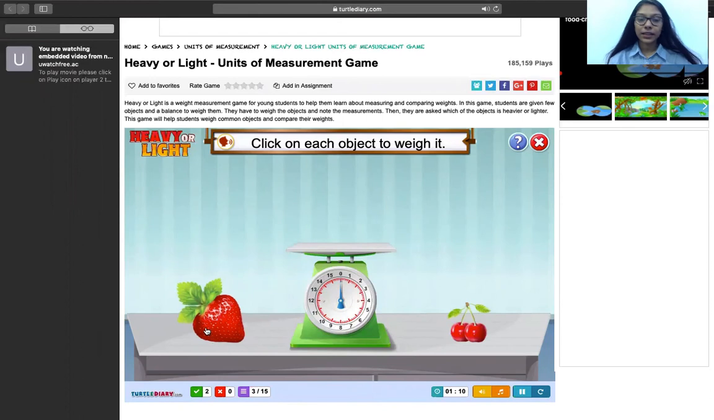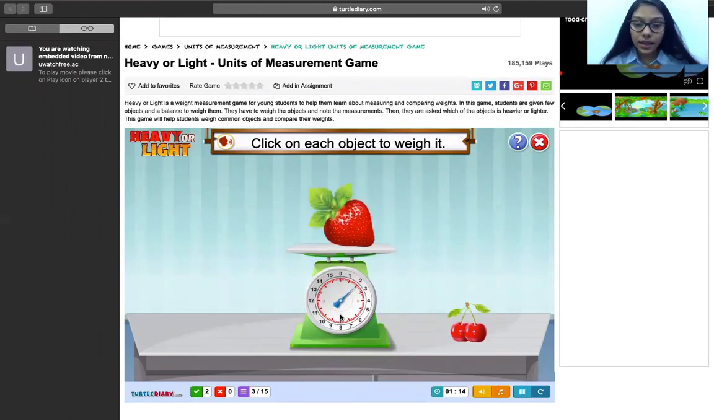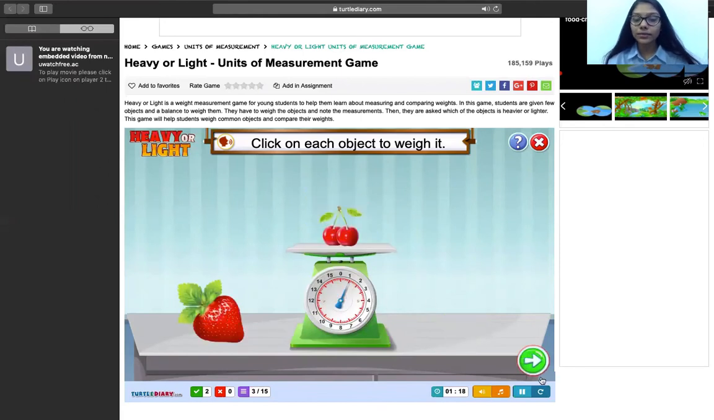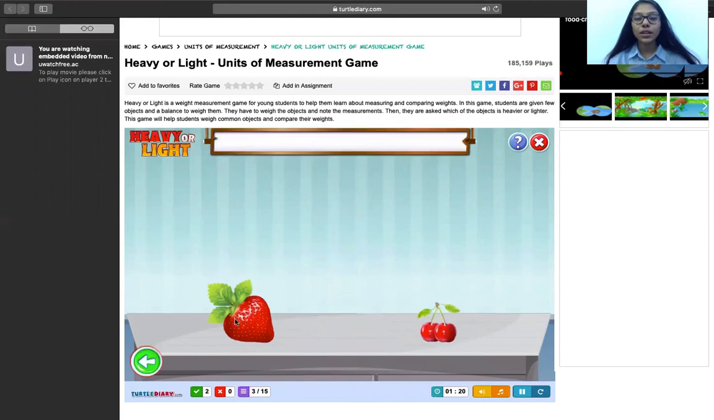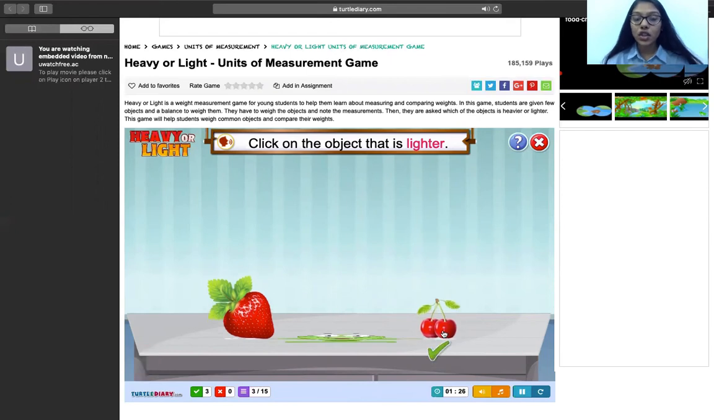Click on each object to weigh it. Okay, the strawberry, the needle is on 2 and now it's on 1 and 2 is greater than 1. So click on the object that is lighter. Okay, the cherry. Bravo.